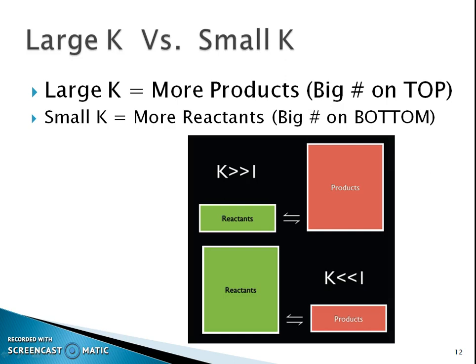So again, this is just a nice visual to help you understand that if K is a large number, greater than 1, you're going to have more products in our overall equilibrium reaction. If K is a small number, less than 1, we're going to have more reactants in our overall reaction.